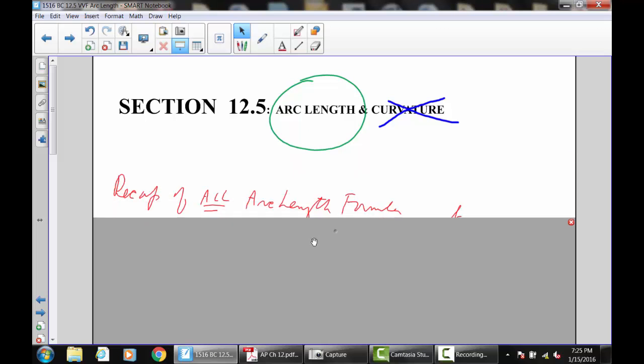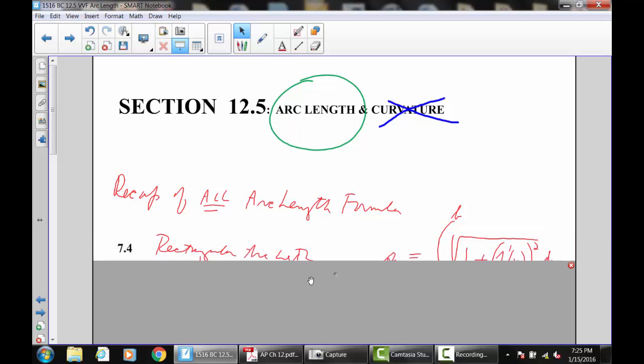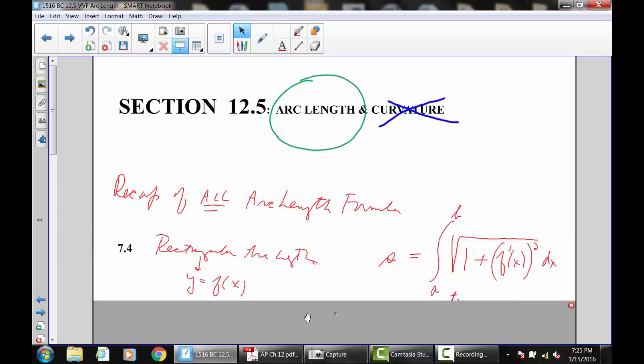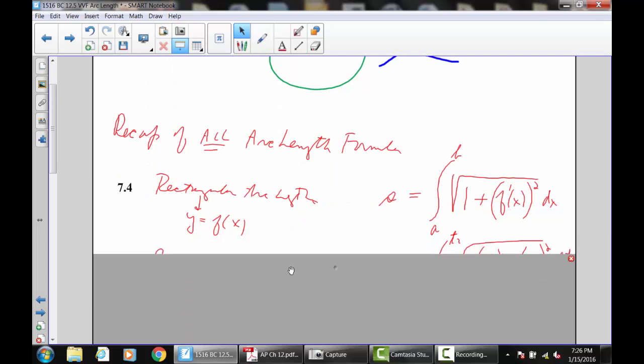Okay, so a little bit of a recap of the arc length formulas we already have. So for just a rectangular function, a y equals f of x function, remember the arc length was the integral from x equals a to x equals b of the square root of 1 plus the square of the derivative of f of x dx. That was in section 7.4.